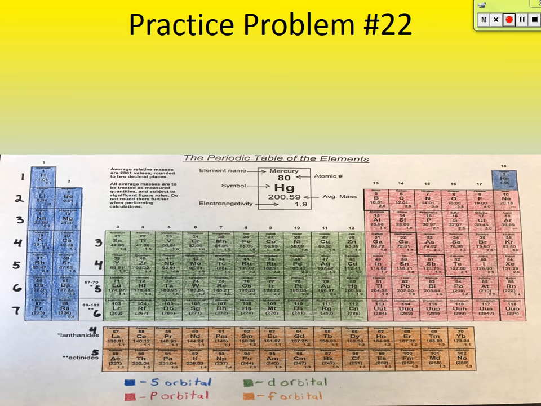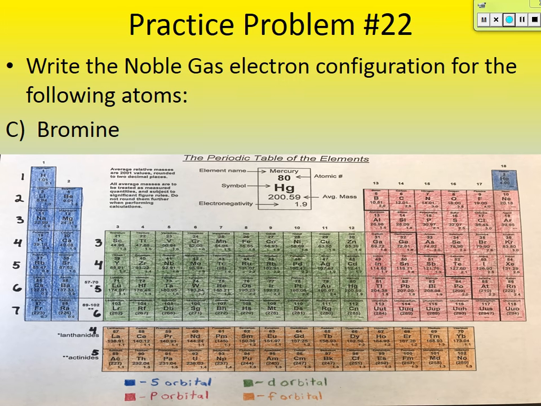Okay, I want you guys to try this one on your own. So if you're watching the video, please hit pause and try it. See if you can get this one right. For bromine. Guys, bromine is right down here. Atomic number is 35. So try it.